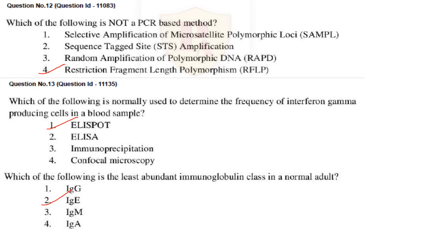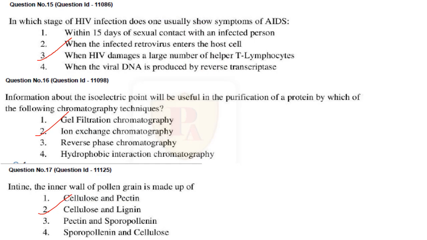Then next one. Which of the following is the least abundant immunoglobulin class in a normal adult? So it is IgE. It is the least abundant immunoglobulin class. In which stage of HIV infection does one usually show symptoms of AIDS? So when HIV damages a large number of helper T lymphocytes, because HIV infects mainly the CD4 plus cells or helper T lymphocytes, when these cells are being damaged, they usually show the symptoms of AIDS. So answer is option 3.